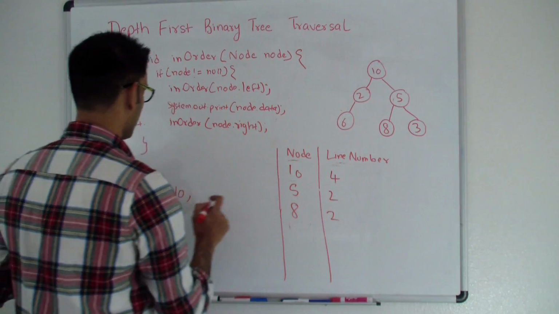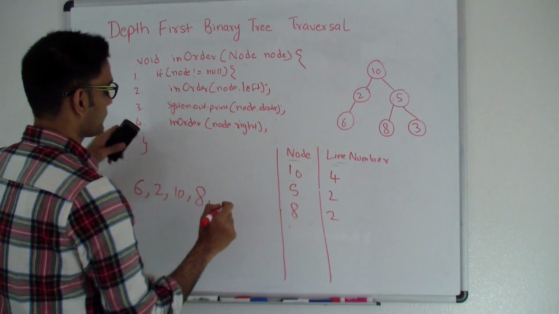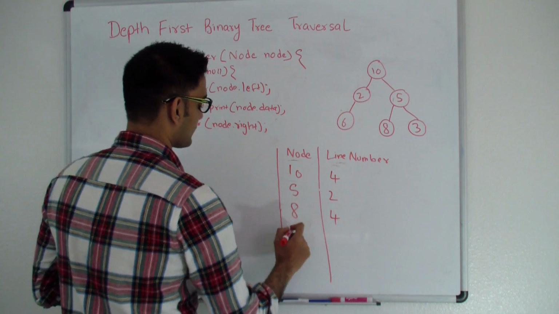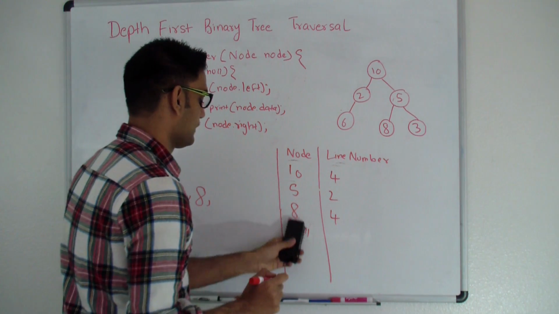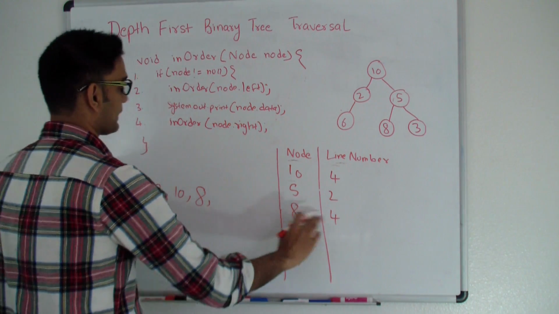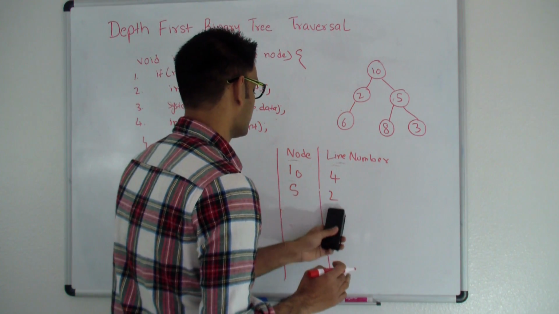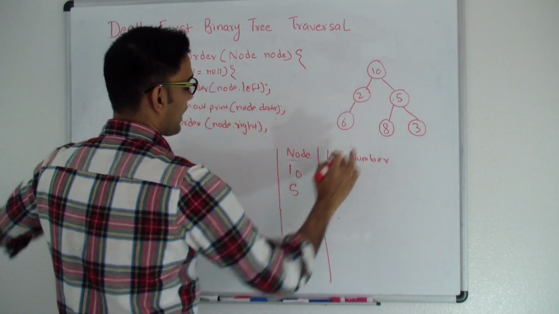So 8 executes line number 3, which is printing it. And then 8 goes to its right, which is null. So it comes back from there. So then we are done executing all the lines for 8. So it goes back to the calling function, which is 5. So we are back to the place where node is 5.